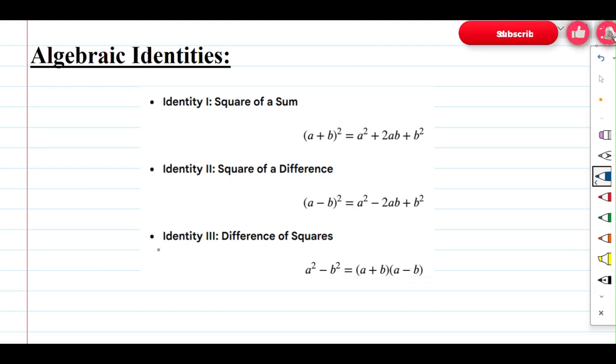The third common identity of algebra is the difference of squares: a square minus b square can be split into two factors, a plus b into a minus b. Okay, now let's learn these identities with the help of a few examples. I'm going to apply these identities on different examples to make it more understandable.